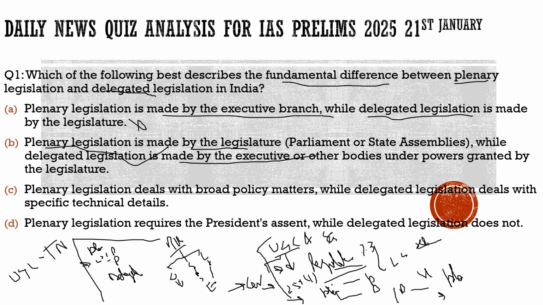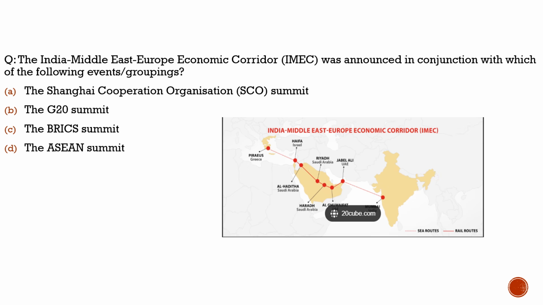Recently, yesterday, the 47th President of the USA, Mr. Donald Trump, took his oath and he is now the President of the USA. And this article about the India-Middle East-Europe Corridor, the author here suggests that it should be a priority for America now.